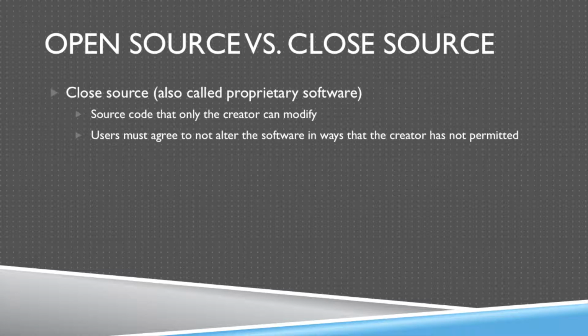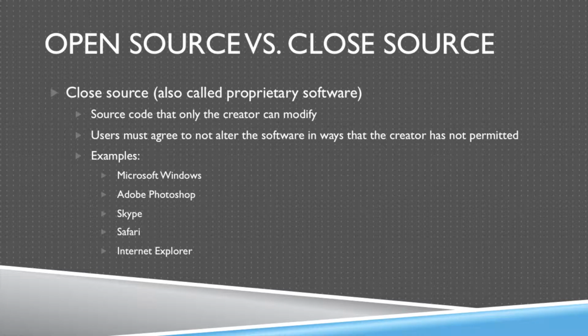And if you want more information about proprietary software and the concerns associated with it, I recommend watching Richard Stallman's TED Talk. And I have a reference slide at the end of this presentation that has a link to that video. So some examples of closed source software are things that we're most likely familiar with. So Microsoft Windows, Adobe Photoshop, Skype, Safari, and the dreaded Internet Explorer.